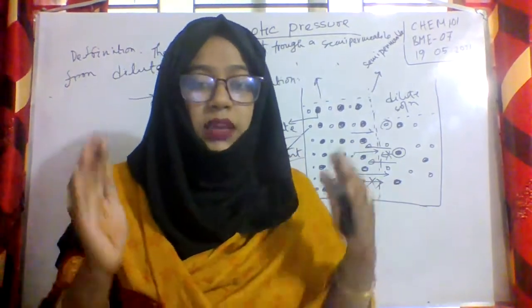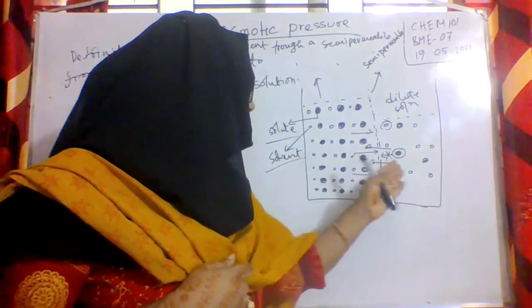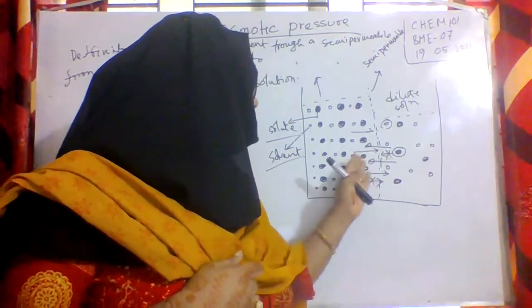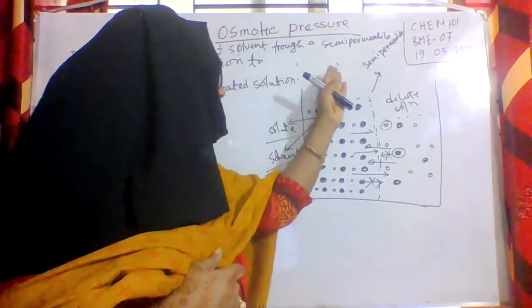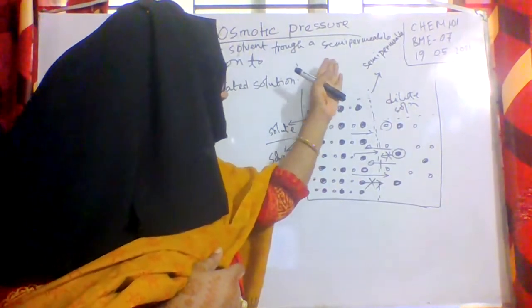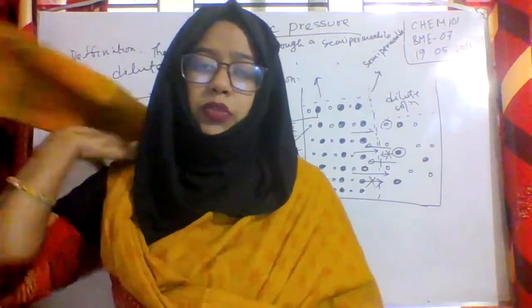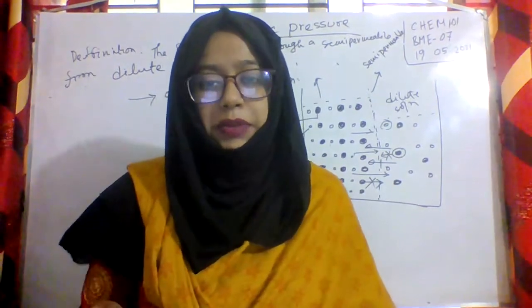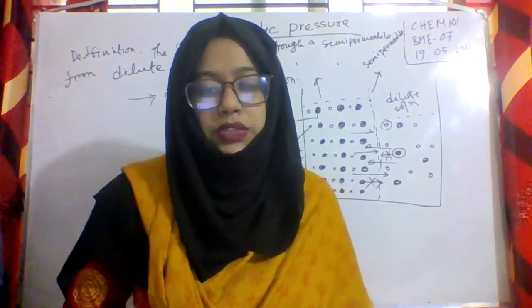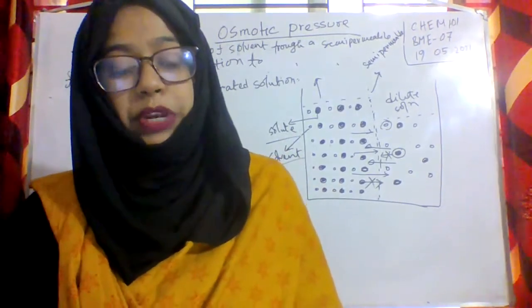Because if I give the solution like this, solvent will move towards this and this level will be increased. And after some time, it will stop. When it is stopped, when we give some pressure, external pressure, then it will be stopped. And that pressure is called the osmotic pressure.